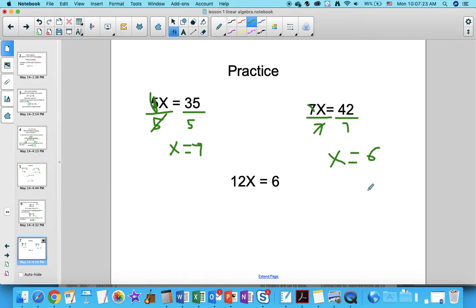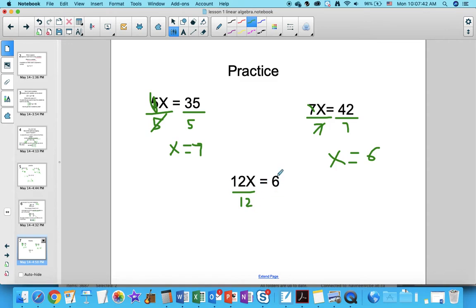Now this one might be a little bit challenging. You have 12 times something is a smaller number. How would you do that? Well, let's give it a shot. I'm multiplying by 12, so I divide by 12.